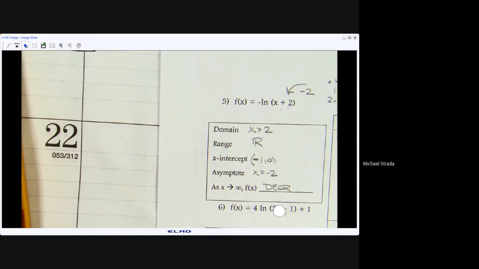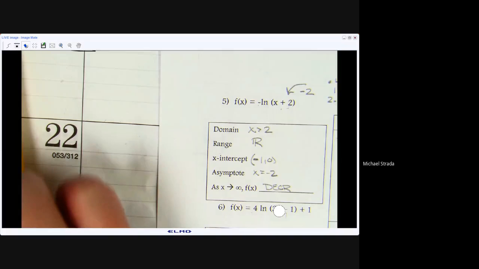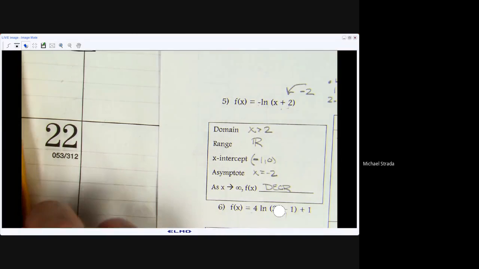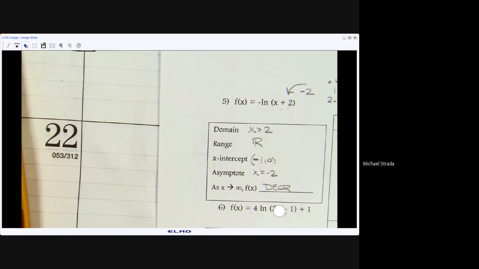When I plug in the 1.23, this goes back to being 2.7. The natural log of 2.7 is 1. 4 times 1 is 4. 4 plus 1 is 5.